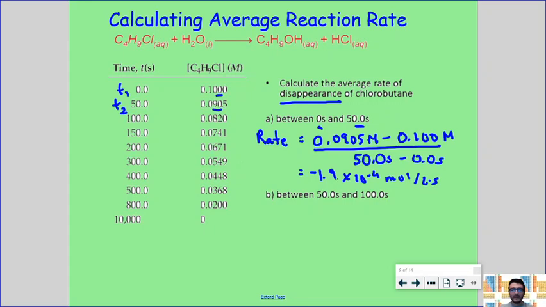Now it's asking us for the disappearance. What is the average rate of disappearance of chlorobutane? What I calculated is the rate of change. Notice the difference in language. I said change, but the question was asking for the rate of disappearance. That means in our therefore statement, I'm going to have to write that over here just for some space. The rate of disappearance. Let's go ahead and write that down.